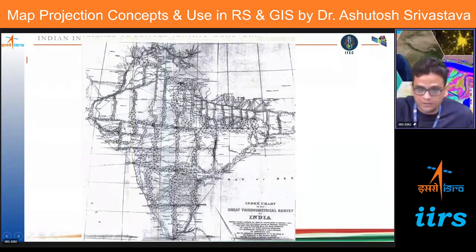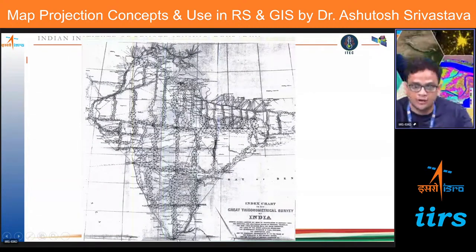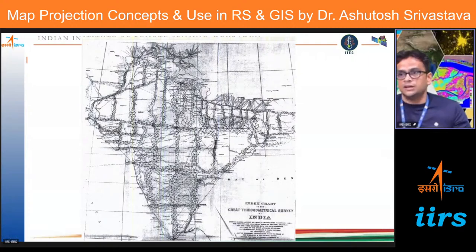This is the picture of the great trigonometrical survey that they did from Kanyakumari, the southernmost point of India, to the northernmost point, up to Everest level. They basically mapped the entire country in different segments, and then based on this information, they developed this ellipsoid.